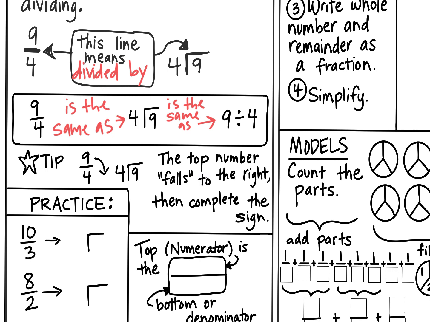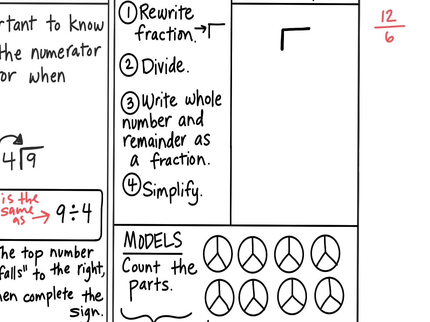Okay, so we have a tip. It says 9/4, 9 divided by 4. The top number falls to the right, then complete the sign. So I always say box the top. That's what I would always teach my students before. That way you know what number is always inside the box. Because whether it's an improper fraction or a regular fraction, if you're dividing it, you box the top and divide by the bottom number.